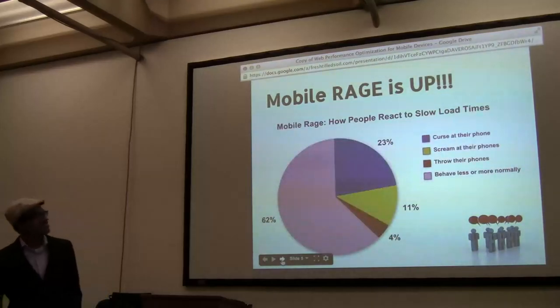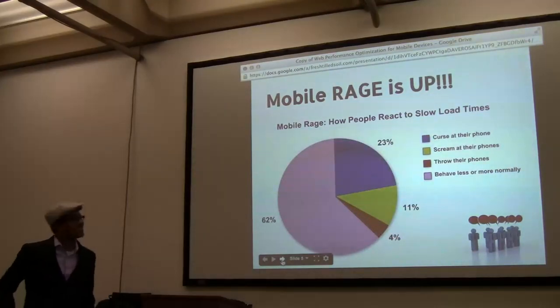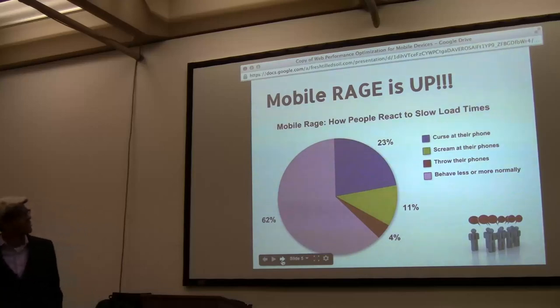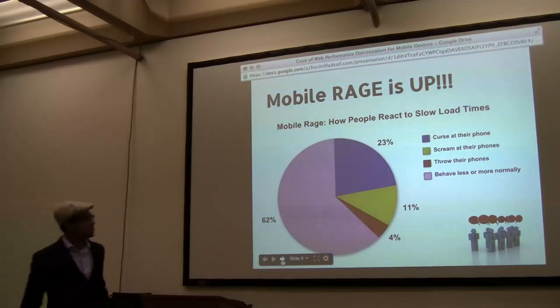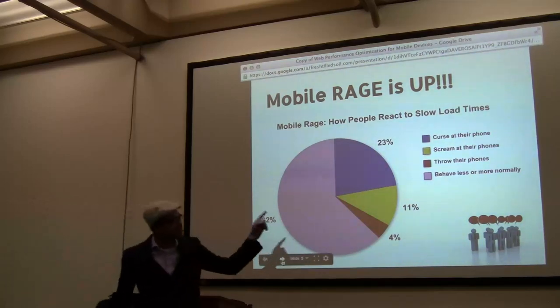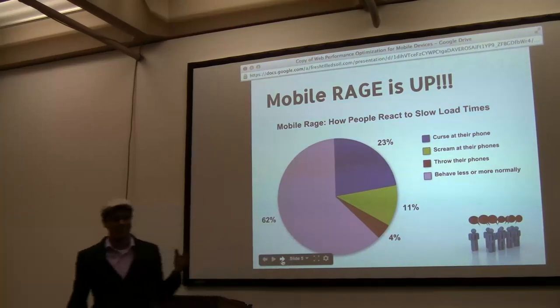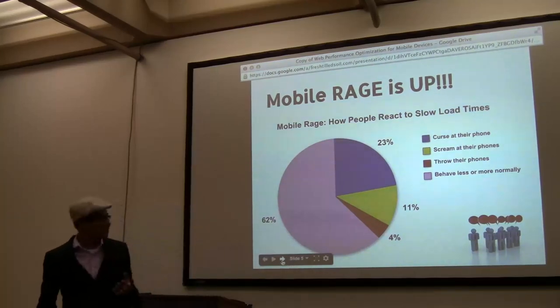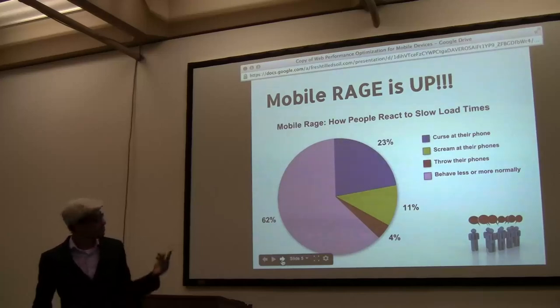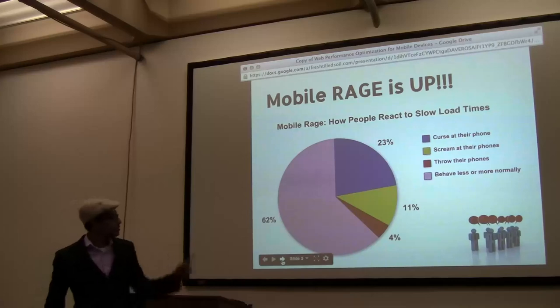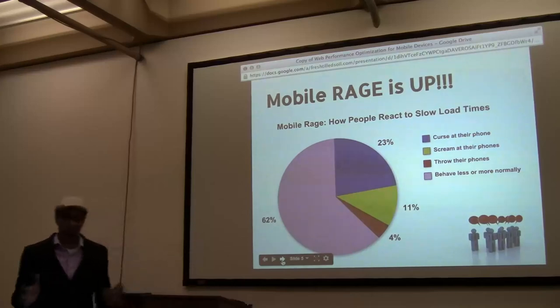In fact, there's something called mobile rage. And mobile rage is how people react when their web page loads slow. And it's pretty funny. 4% of people throw their phones because their experience is so bad. 11%, they scream at their phones. 23% curse at their phones. And 62% act pretty normally.